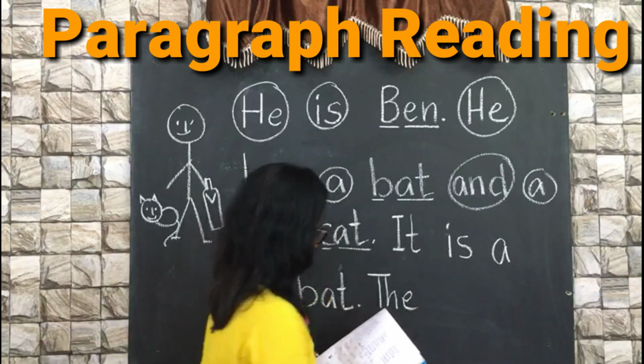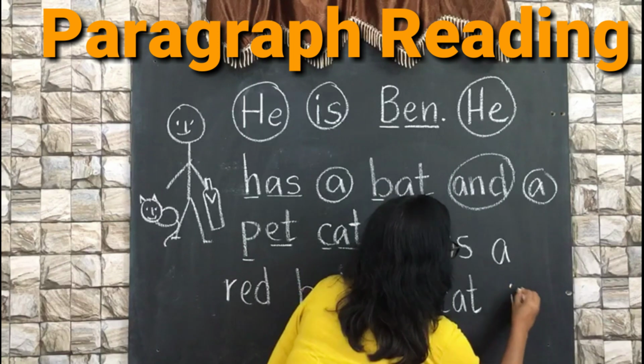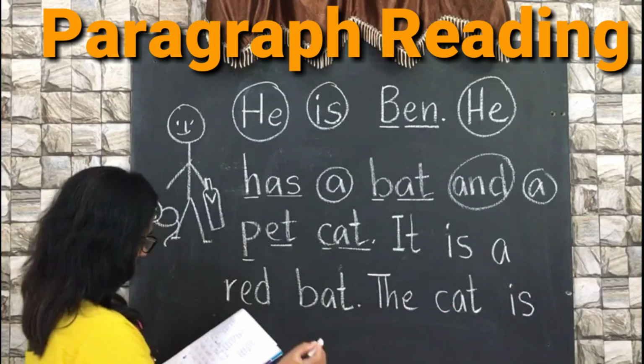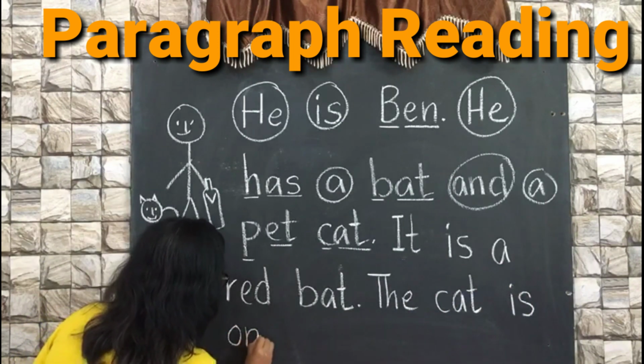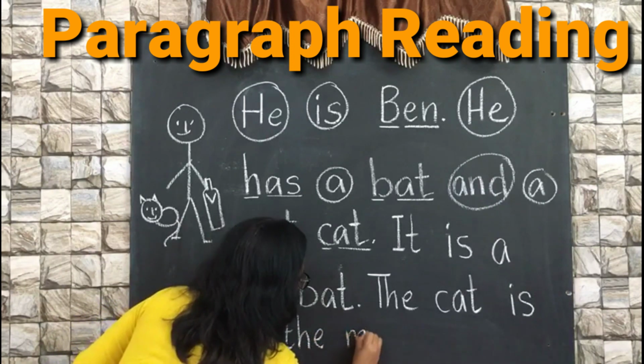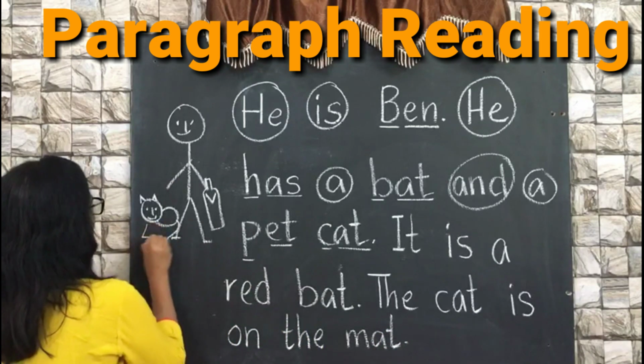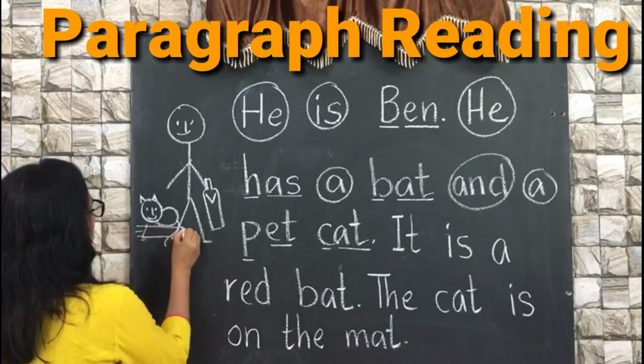The last sentence. The cat is on the mat. If you want, here you can draw a picture of a mat.